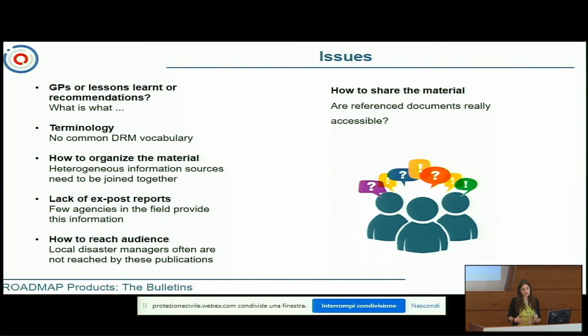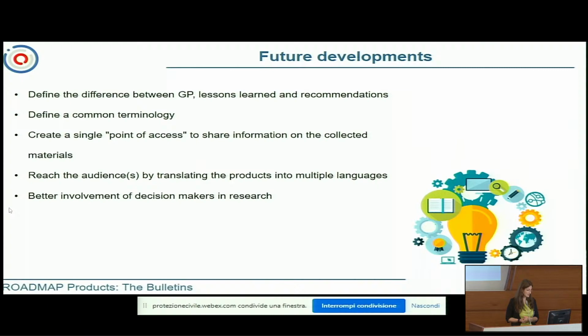The future developments obviously derive from the issues encountered. In our opinion, we should try to define the difference between good practices, lessons learned, and recommendations. Try to define a common terminology. This is a huge challenge.